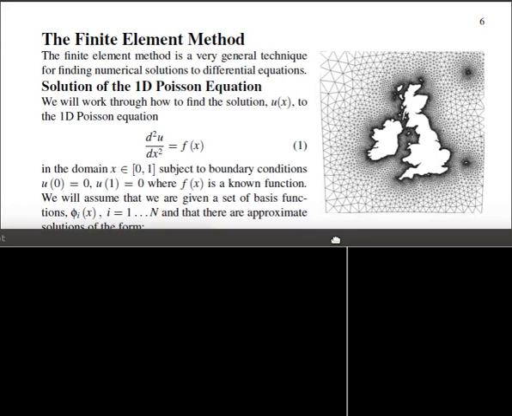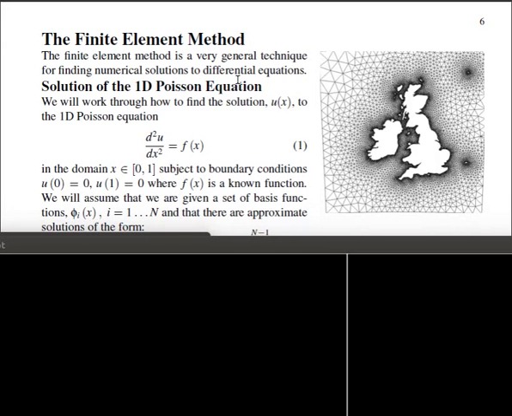So I'm going to describe how you solve the 1D Poisson equation using finite elements. So this is the unknown variable. The dependent variable is u. We want to find u such that the second derivative of u is equal to a known function f in a domain for x between 0 and 1 with boundary conditions 0 at each end.